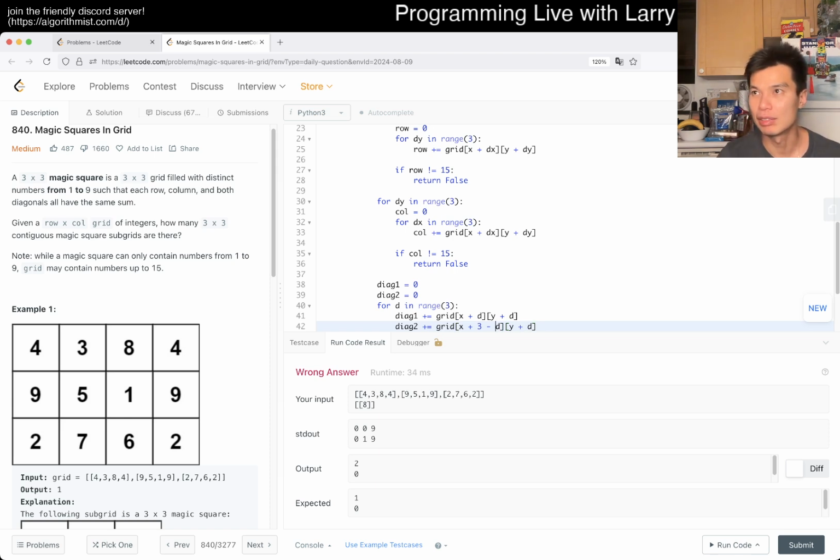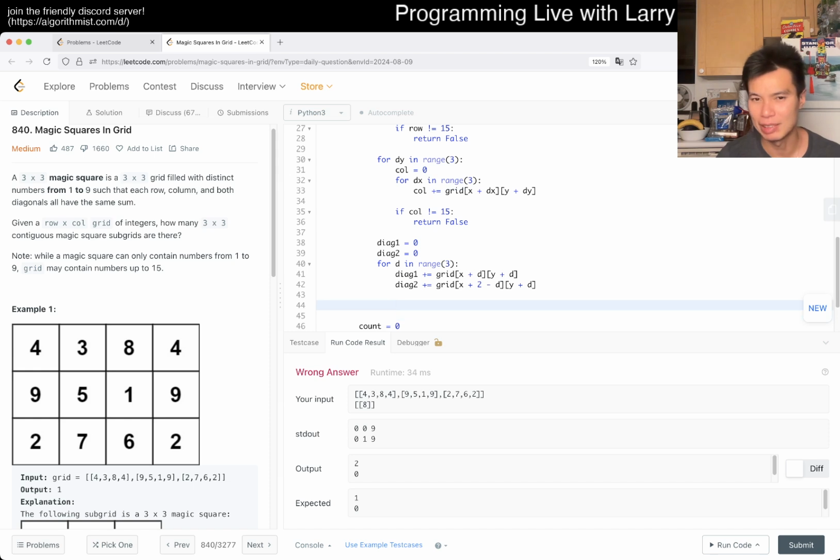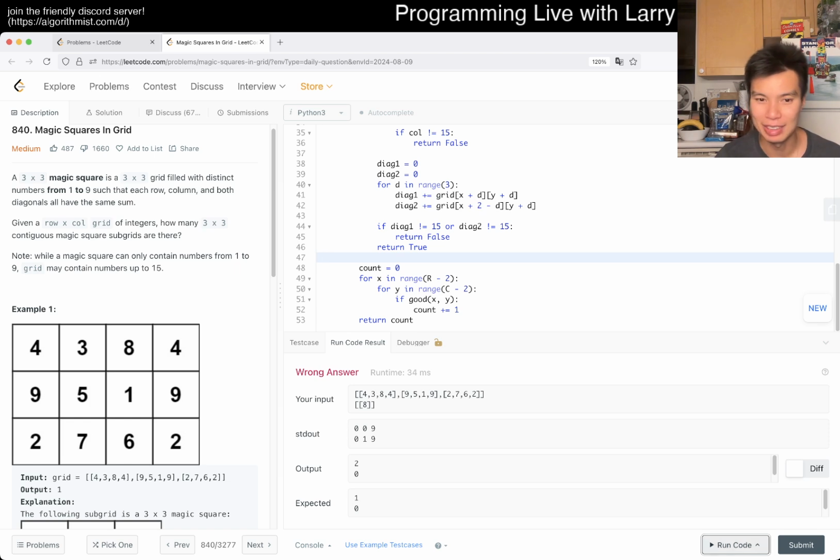So the other is going to be 2, is going to be 0, so it should be 2 minus D, or you know, should be 3 minus D plus 1 kind of thing, as in like n minus 3 plus 1. But then if diagonal 1 is not 15 or diagonal 2 is not 15, then we return false. Otherwise we return true. And I think now we are good, at least given that we understood it.